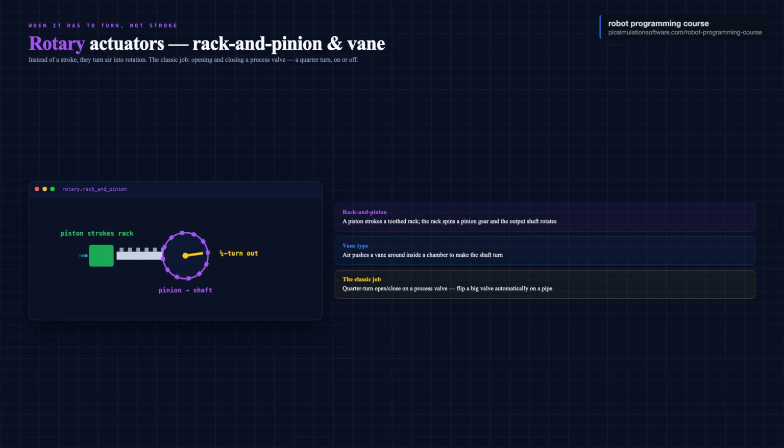The rack spins a pinion gear, and the output shaft rotates. Another is the vane type, where air pushes a vane around inside a chamber to make it turn. The classic job for a rotary actuator is opening and closing a process valve, a quarter turn, on or off. So whenever you see a big valve flip automatically on a pipe, a rotary pneumatic actuator is often what flipped it.